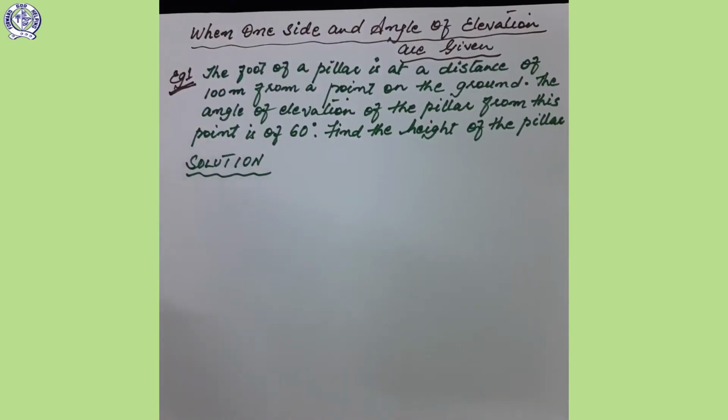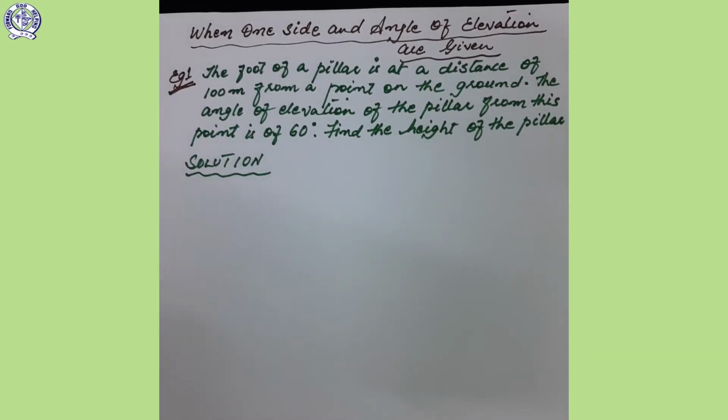Now this first type of question: when one side and angle of elevation are given. So one side will be given, angle of elevation will be given. You have to draw the figure according to the question. These are word problems, so draw the figure according to it, write what is given, what is required, and apply the suitable trigonometric ratio.